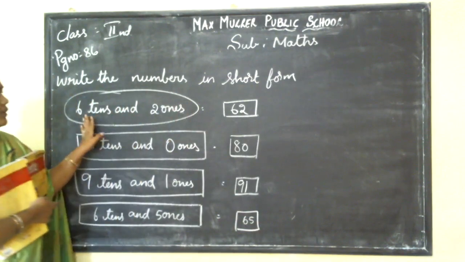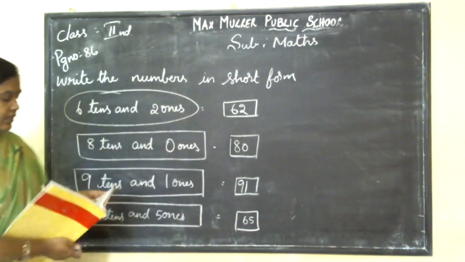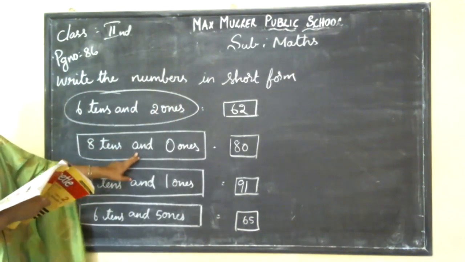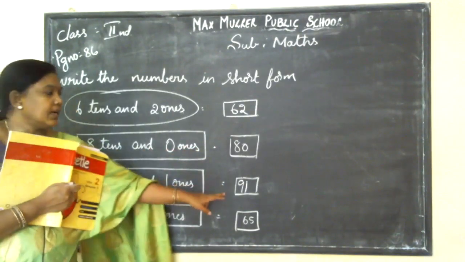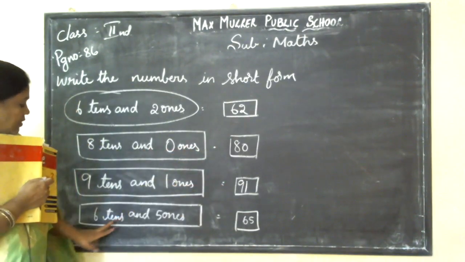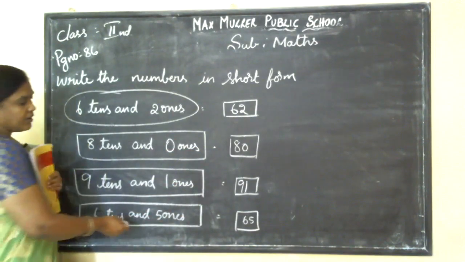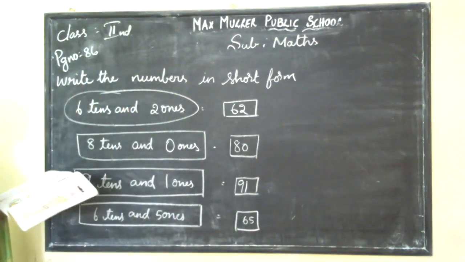This is expanded form. Together we write, we will get 62. 8 tens and 0 ones means 80. 9 tens and 1 ones means 91. 6 tens and 5 ones, together we call, we get 65. This is the short form, children.